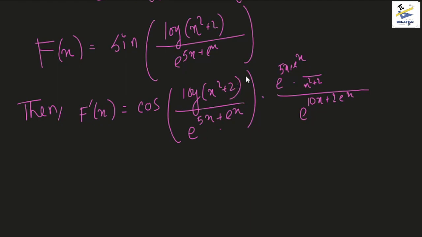So here derivative of the constant is 0 and derivative of x square is 2x, so 2x minus ln of x square plus 2 plus remains like that. And now we do the exponential. So firstly the exponential remains the same, so it's e to the power 5x plus e to the power x multiplied by, we differentiate the 5x plus e to the power x, which is 5 plus e to the power x, so 5 plus e to the power x.